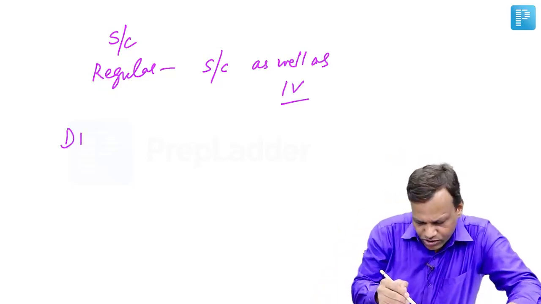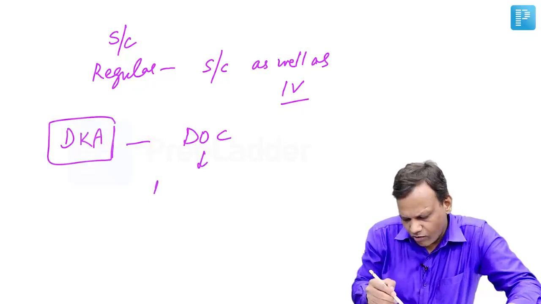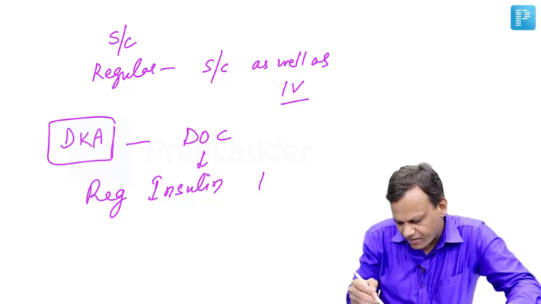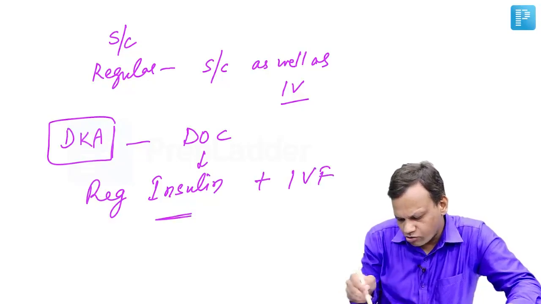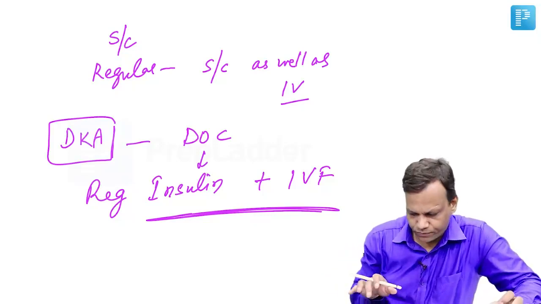So in diabetic ketoacidosis, in fact, you need to remember that the drug of choice is not only insulin. Obviously, insulin has to be used, regular insulin has to be used, but apart from that, we have to use intravenous fluid. Both of them are a must. Okay. So regular insulin can be given IV also.